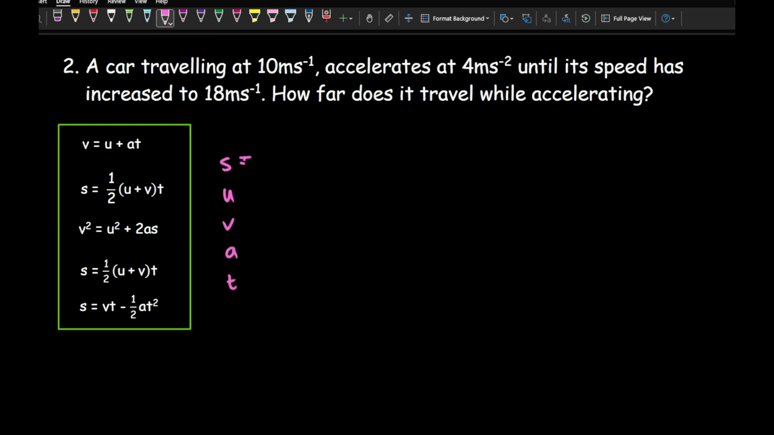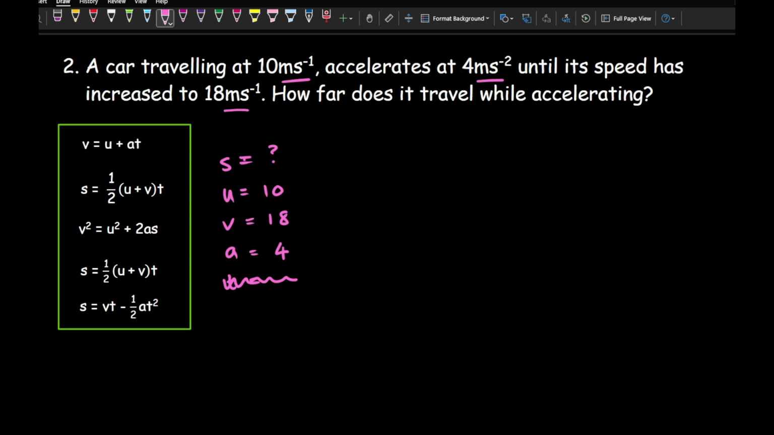and looking at the information from the question, we've got our initial speed, which is 10, our final speed, which is 18, our acceleration value, which is 4, and what we're trying to find is how far it travels. So we're trying to find out what S is. So T is not needed in this particular question. Now again, just double check to make sure that the units are the same, in which they are, so I don't need to do any unit conversions.